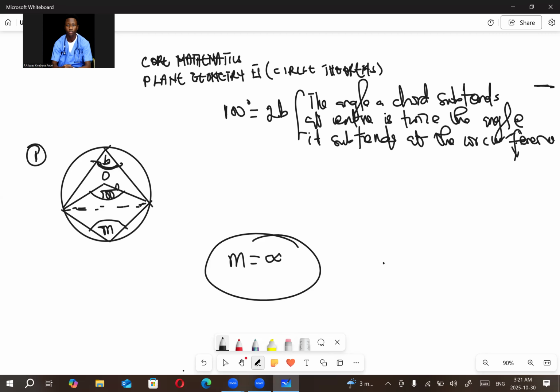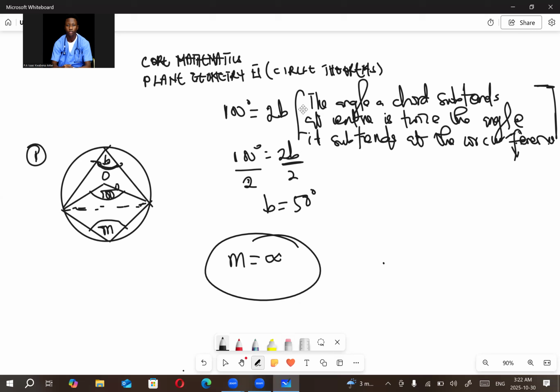My digital pencil is disturbing me, so the spelling of circumference might look anyhow, but that is it. So 100 degrees is equal to 2B. You divide by 2, and that's where you ended up getting, was it 50 or 55? 50. All right, so now B is 50.